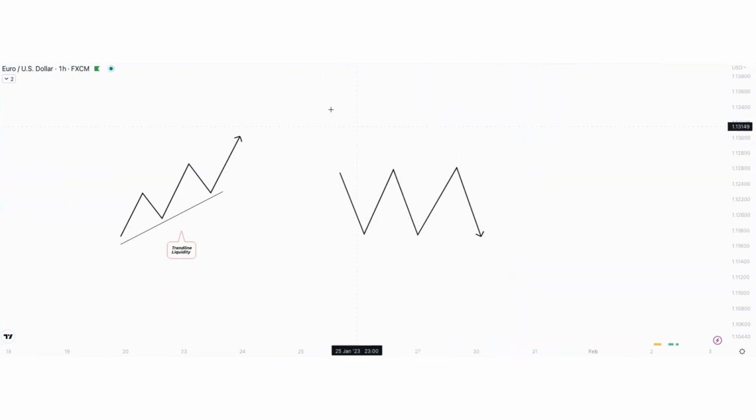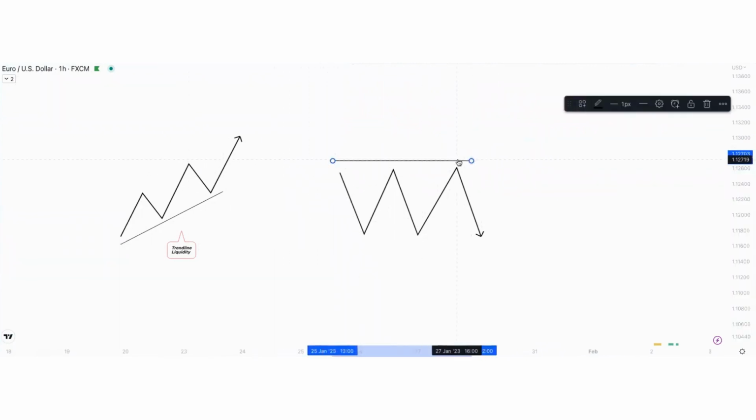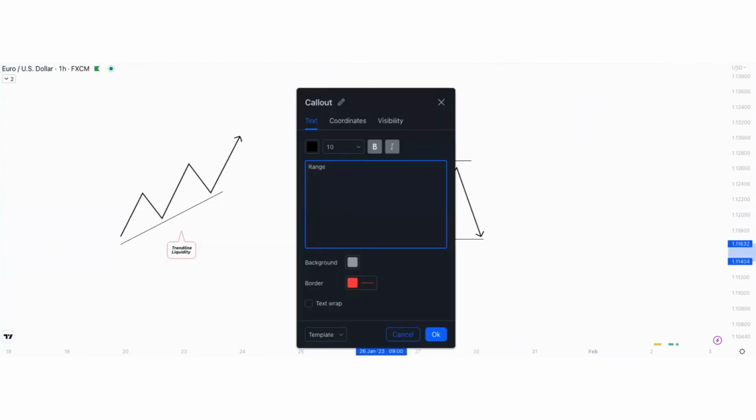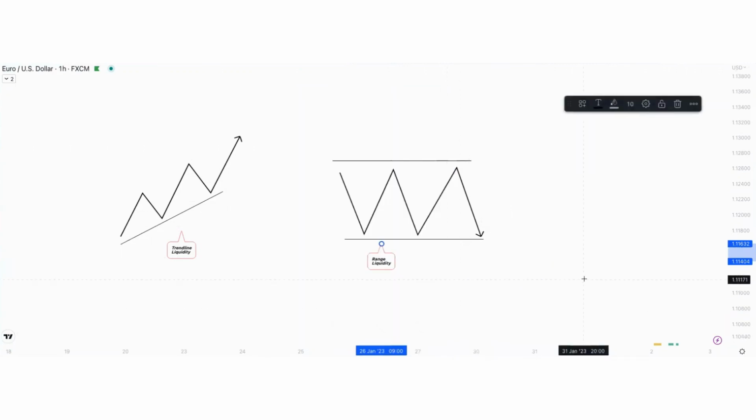It is important, as I've mentioned on the trend liquidity, to check the confirmation before taking any trades, because sometimes the price gives us the thought of, oh, it's a bullish confirmation, but later on it will go down. So it is important, guys, to always check confirmations and have multiple confirmations before taking the trade. So let's mark that as range liquidity.